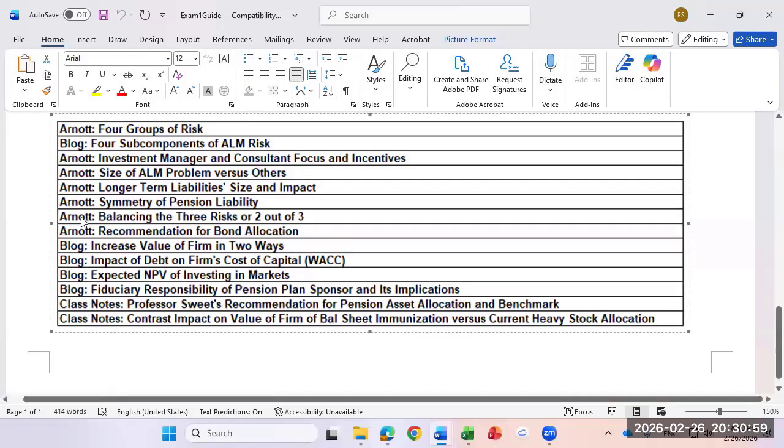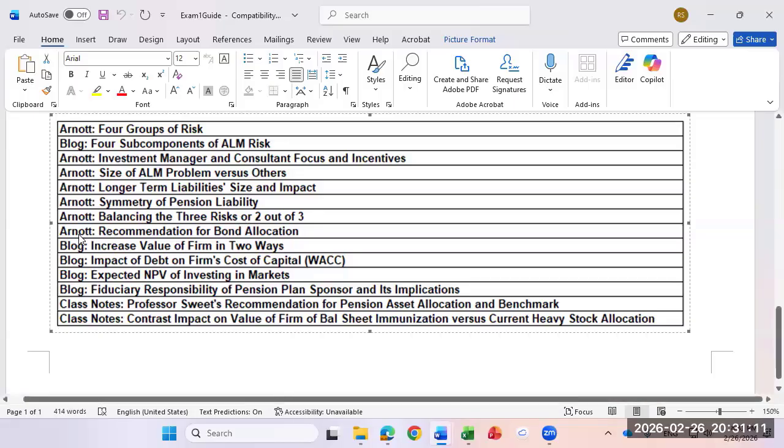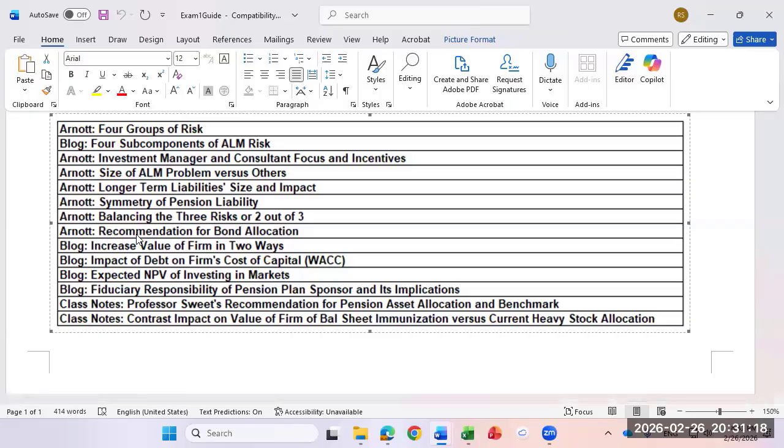All right. Arnott suggests balancing 2 out of 3. I absolutely reject that. If one's the biggest and the most important one, I don't buy it. But what is he doing? He's being politically correct here because he knows how the industry plays. But he says, I've got good news for you. You don't have to radically change what you're doing because those long liabilities are a small percentage of your liability. You can just take 10, 15% of your assets, put them out long duration, and you can eliminate a lot of that risk.